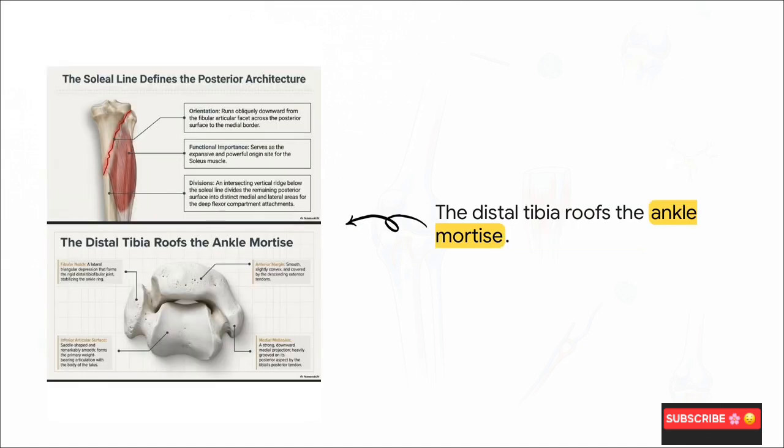Down at the distal end, the tibia essentially forms the structural roof of the ankle mortise. The inferior articular surface is remarkably smooth and saddle-shaped, perfectly ready to articulate with the talus. But I want you to pay special attention to the lateral side. There's a distinct triangular depression there called the fibular notch. This notch is absolutely crucial. It forms the rigid distal tibiofibular joint, essentially locking the fibula into place and stabilizing the entire ankle ring against some pretty massive rotational forces.